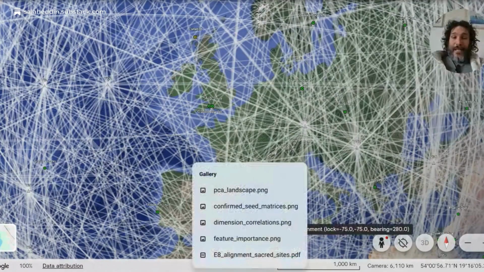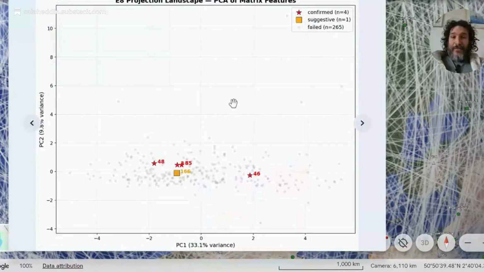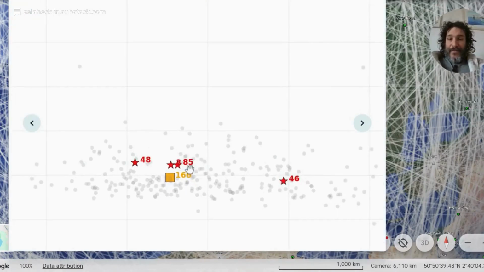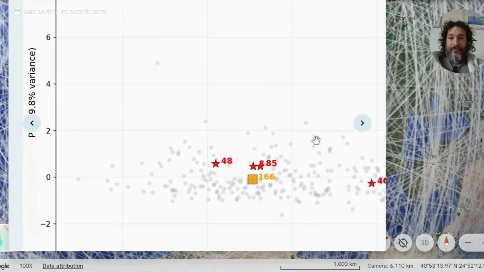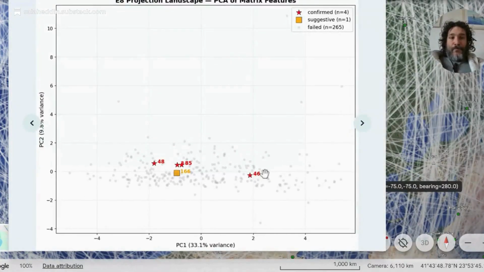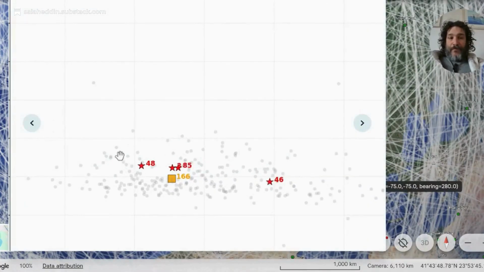So we're looking at this figure. Each one of these gray dots is a projection that failed our statistical test. And these four red stars are the ones that passed every test we threw at them.